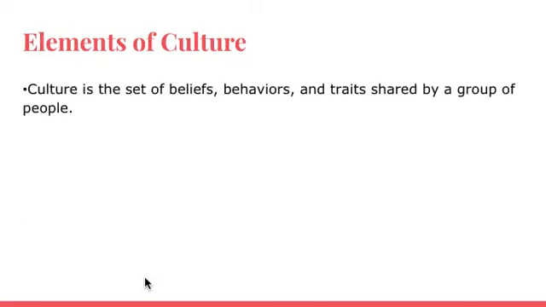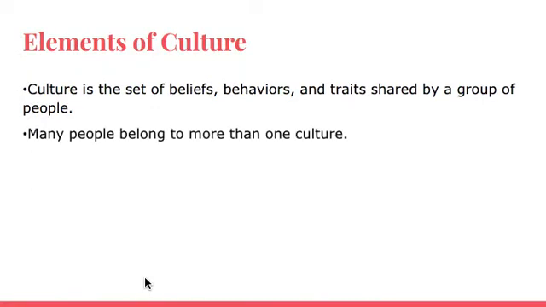To sum up the elements of culture, let's review. Culture is a set of beliefs, behaviors, and traits shared by a group of people. Many people belong to more than one culture. That's one thing that people often like to distinguish themselves by, saying, I'm part of this culture, but there are actually multiple cultures that you can be a part of based on the different elements and factors that go into defining culture.